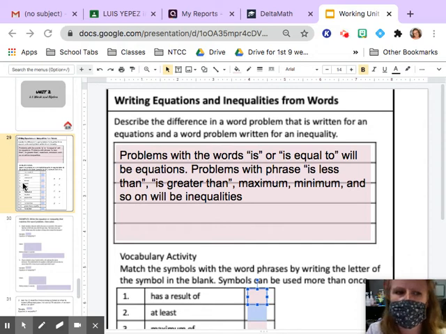Okay, today we are talking about word problems and how you translate words into algebra, being equations and inequalities. So describe the difference in a word problem that is written for an equation and a word problem that's written for an inequality. The problems that have is or is equal to, we will write those as equations. And then problems with different phrases such as is less than, is greater than, maximum, minimum, and so on will be inequalities.